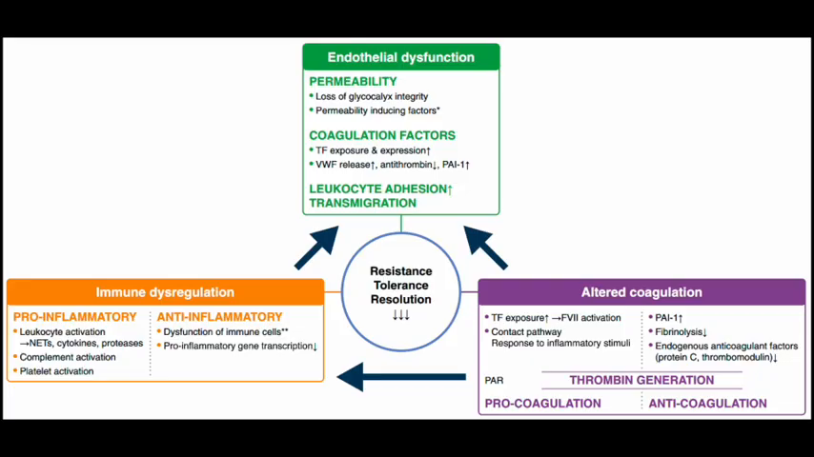So to summarize, this is the pathophysiology: the endothelial dysfunction because of altered permeability, increased coagulation factor expression, leukocyte adhesion and transmigration; the immune system because of increased pro-inflammatory activity and decreased anti-inflammatory activity; and the altered coagulation because of increased procoagulant and decreased anticoagulant action. All of these promote the dysfunction of the triad.